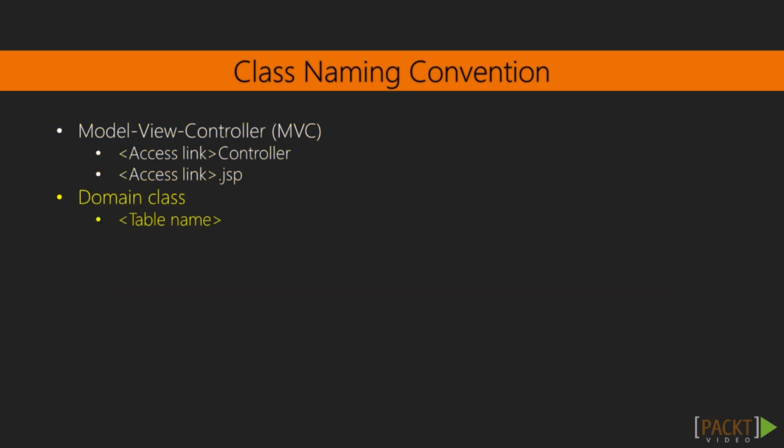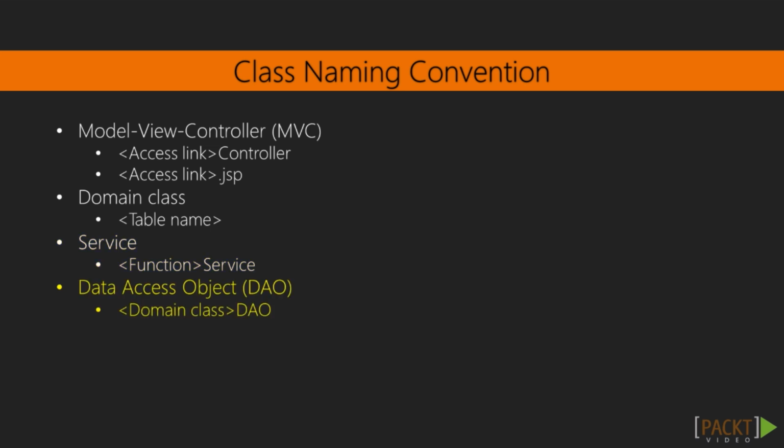For a domain class, we'll simply use the same underlying Cassandra table name. For a business service, the name will be composed of the functional description and a service suffix. The DAO class will be named by the domain class being supported with a repository suffix. For other Java classes, we'll use meaningful names to describe them.